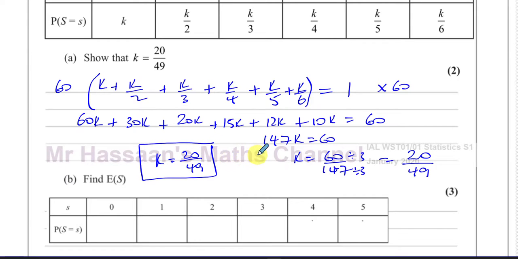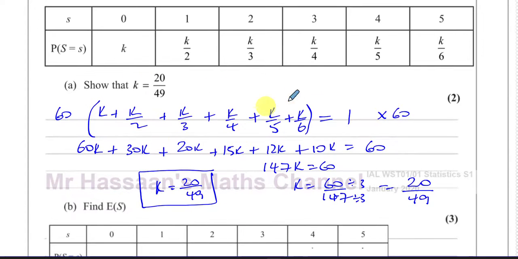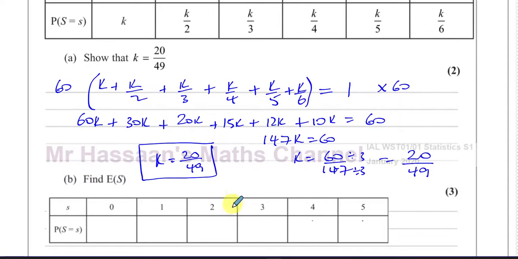Now moving on to part B. It says find E(S). E(S) means the expected value of S. It's kind of like finding the mean of this data. So what I'm going to do first is fill in this table with the actual values of the probabilities. For the first column it's k, which is 20 over 49. For the second column, it's k divided by 2, so it's half of 20 over 49, which is 10 over 49.